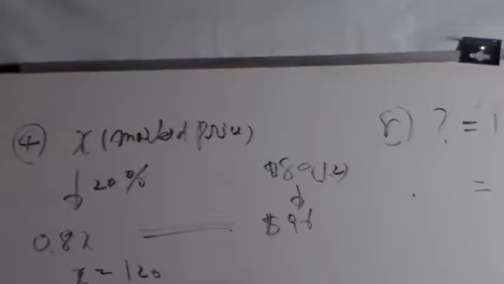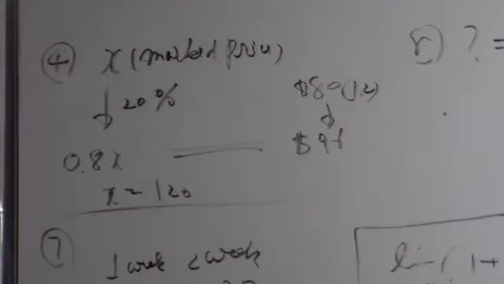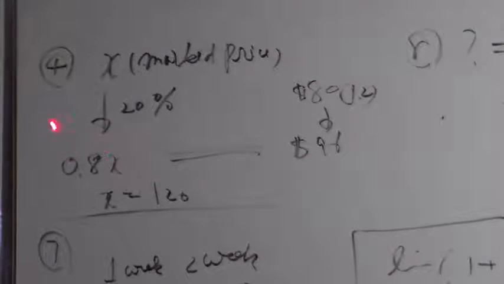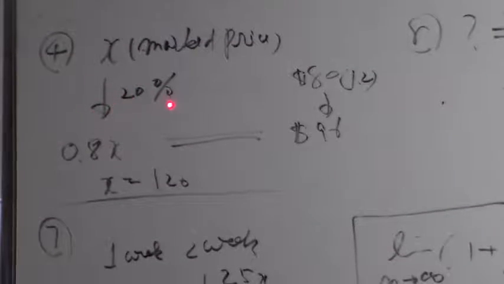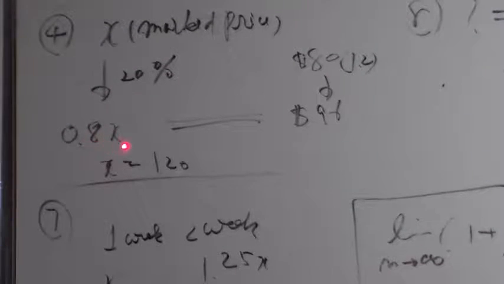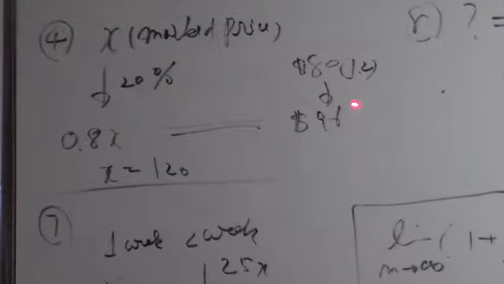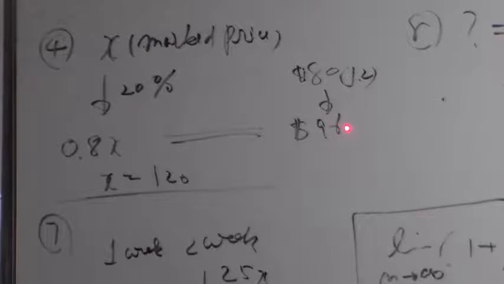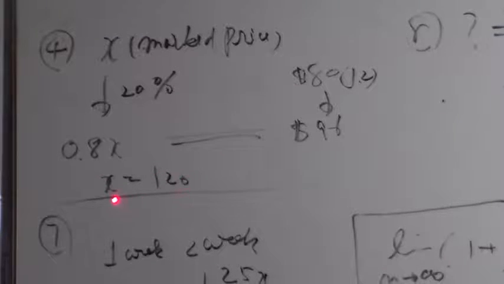Okay, number 4. The marked price is X. We don't know the X. There's a marked price of X, but then every time he takes 20% off. So 20% off, 0.8x is the marked price for sale. Then, for example, he bought a tool for $80, but he marks up 20% profit. So 80 times 1.2 is $96. So this is the selling price. 0.8 times X should be $96. Once you solve this, X is 120.